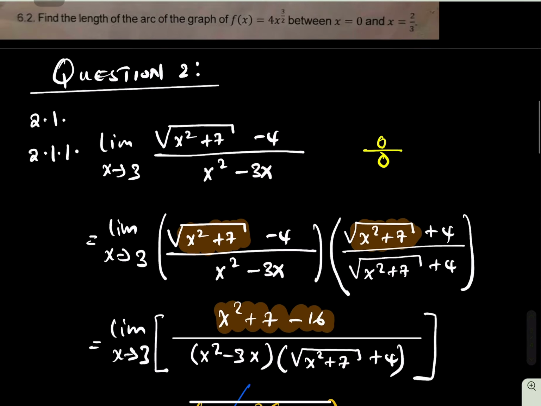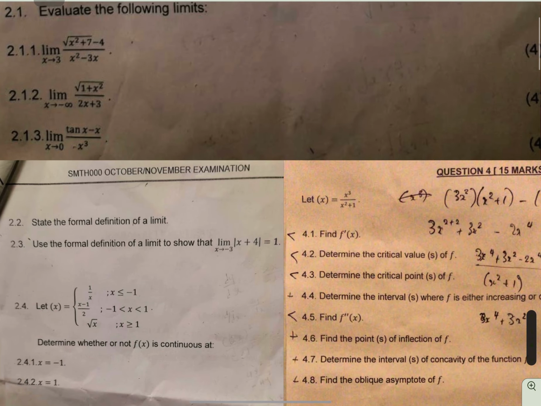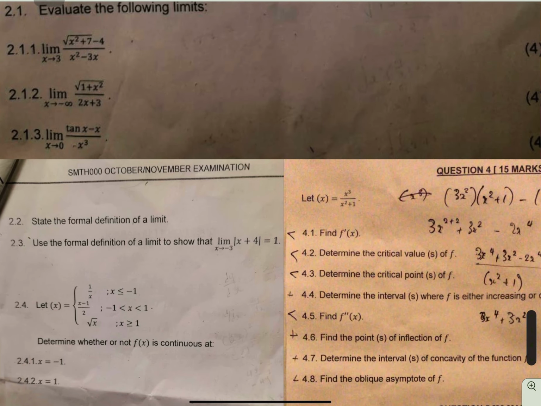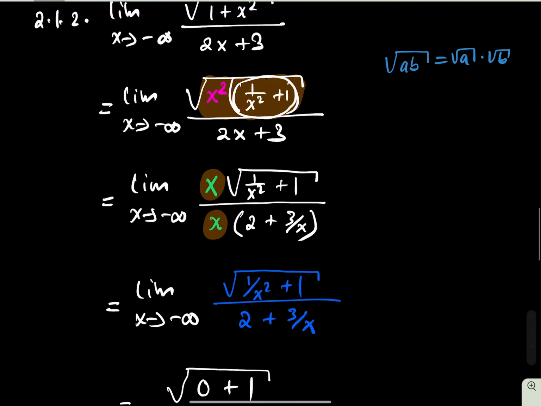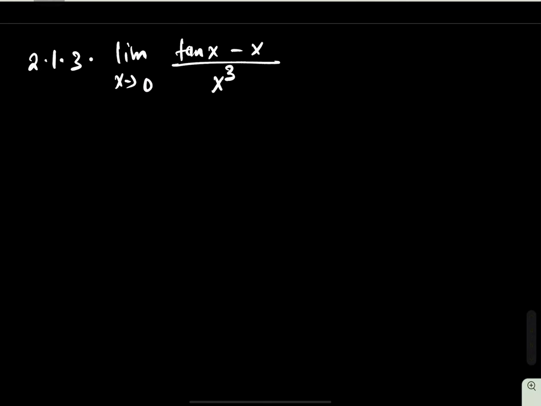Let's see the next question on limit 2.1.3. The limit as x goes to 0 of the tangent of x minus x over x cubed. I hope it's visible, because I got this paper from some students, and I couldn't really see some of the questions. So this is 2.1.3, and then we have the limit as x goes to 0 of the tangent of x minus x divided by x cubed.